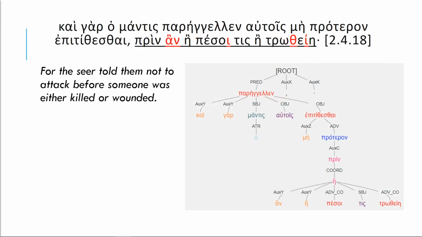For the seer told them, right? The mantis announced to them. What does he announce? Something in the infinitive: not to attack. Proteron, before, and then we have a temporal clause: before anyone fell, was killed or wounded.